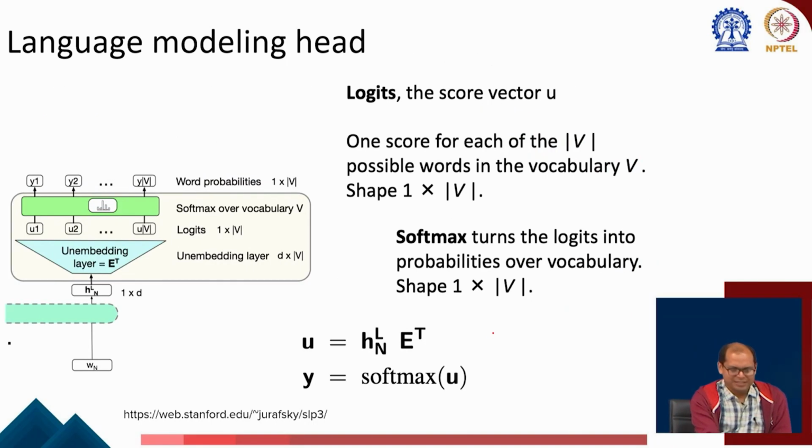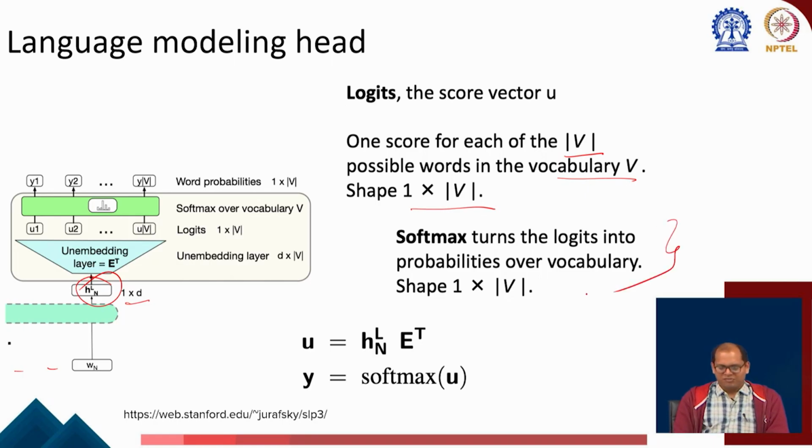So, given a sequence you compute the representation, and you use the final d-dimension representation through this unembedding layer to project and get the word probability. So, you get one score for each of the v possible words in the vocabulary, okay, and softmax will turn these into probabilities again of shape 1 cross v.